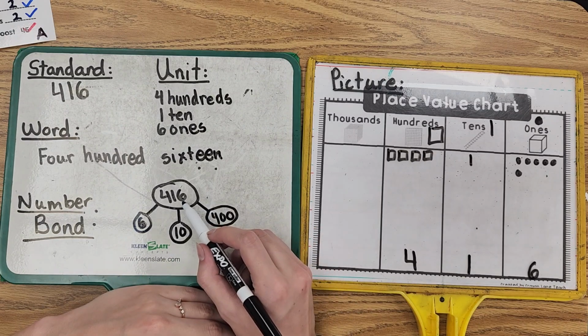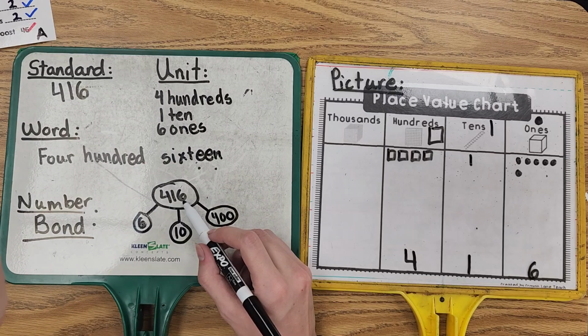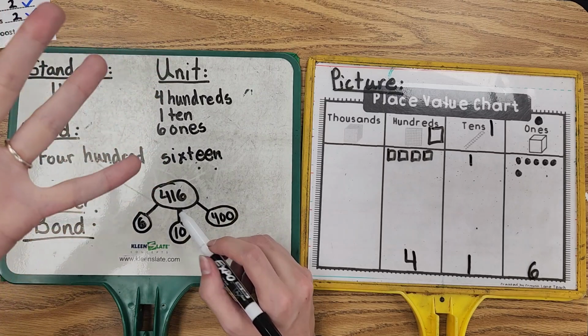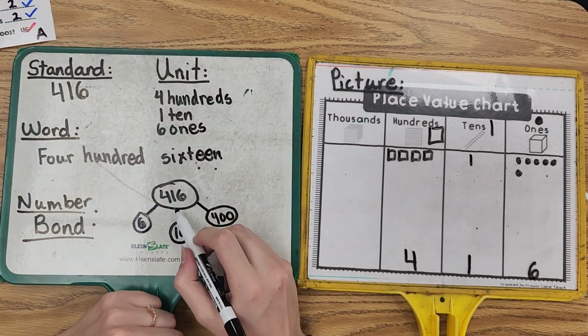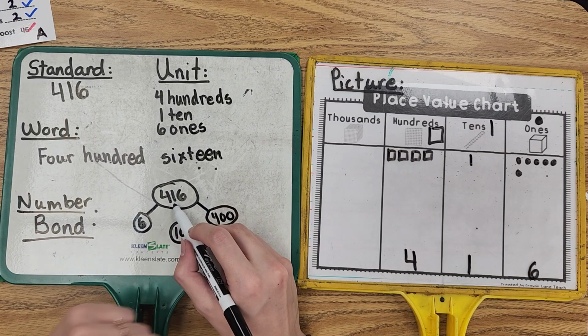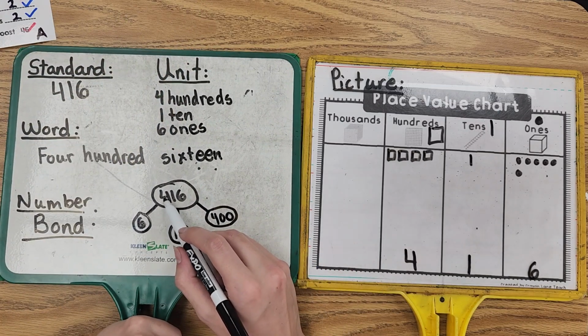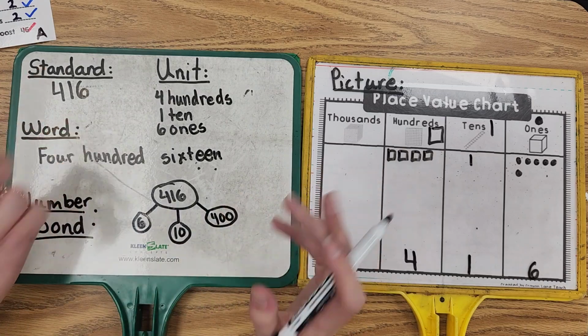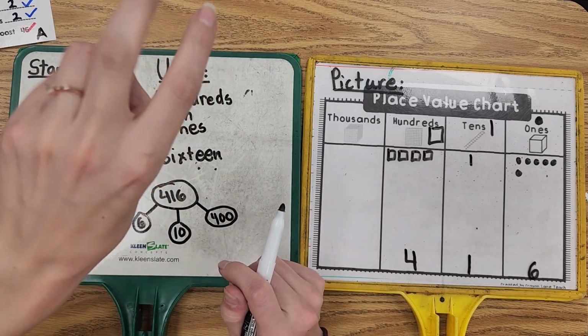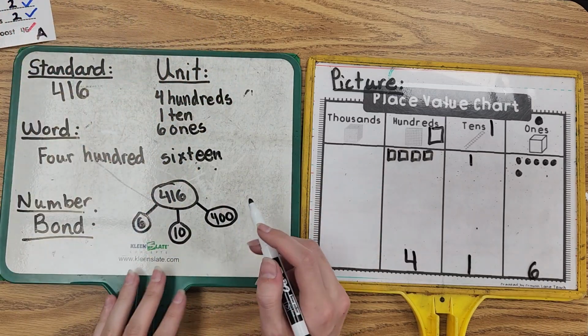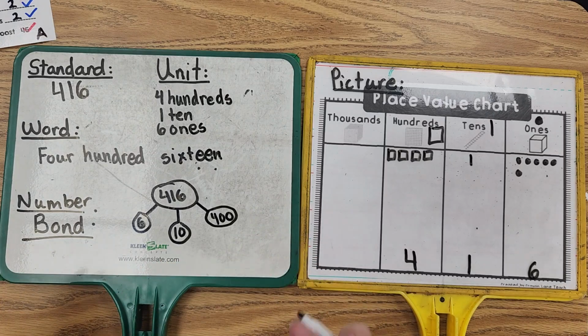So 6 is in the ones place, so you count by ones. I have 6 ones. 1, 2, 3, 4, 5, 6. So it's just 6. Now we're in the tens place, so now I count by tens. 10. All right. And then we have 4 in the hundreds place, so I count by hundreds. 100, 200, 300, 400. And that's what helps them know the value of these numbers.